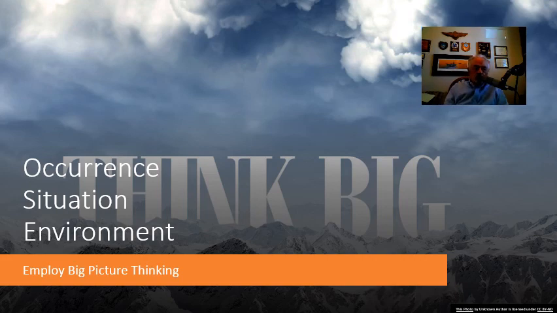In conclusion, the Bayes theorem and the truth algorithm is trying to encourage us to think critically and to employ big picture thinking. We need to be able to look at the occurrence, the situation, and the environment going into this thinking process.